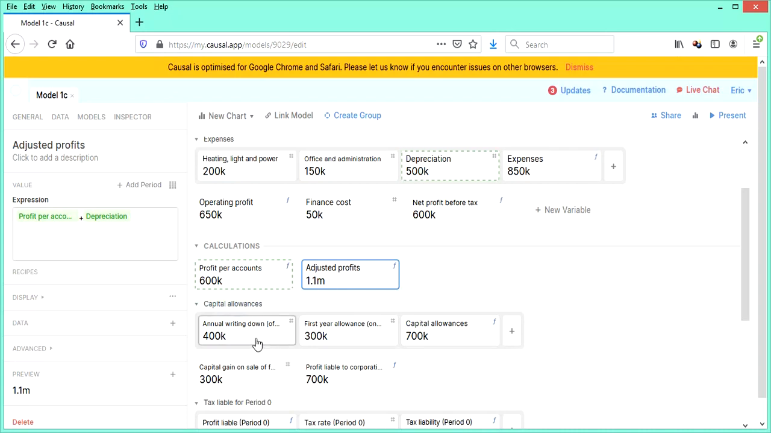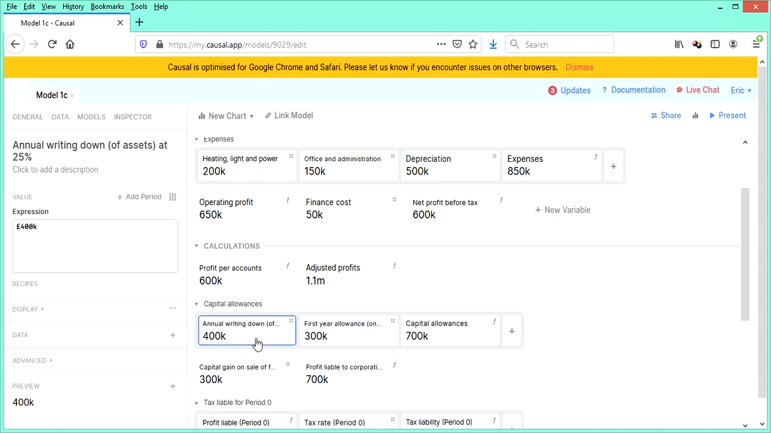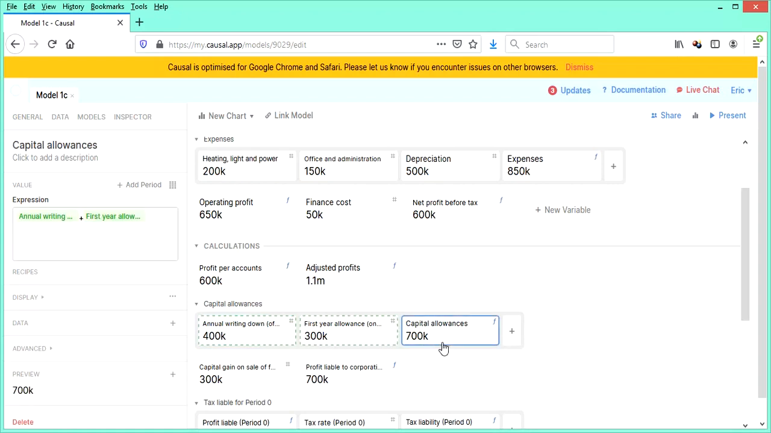The company does have some capital allowances, which you will be able to take away from the profits, which include the annual writing down of assets at 25%, which in this case is 400,000 pounds. The first year allowance on computer equipment at 100% is 300k for this company. So the total capital allowances are 700,000 pounds.